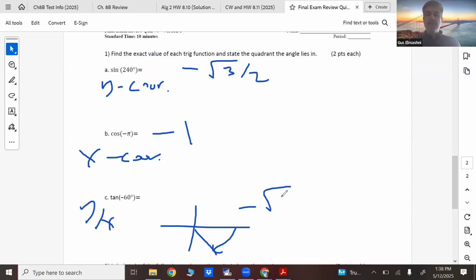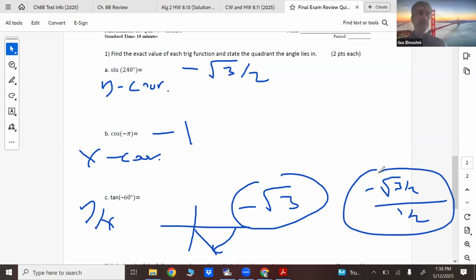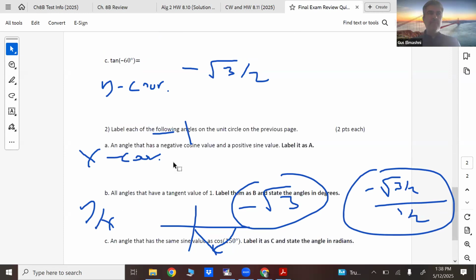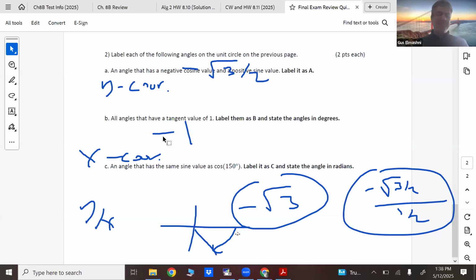And do you get -√3? Good, because you're doing -√3/2 over +1/2. Yeah, good. If you left it like this, I would accept it for full credit too. Both like that. Okay. Oh, that's fine too. Old school, that's all good.